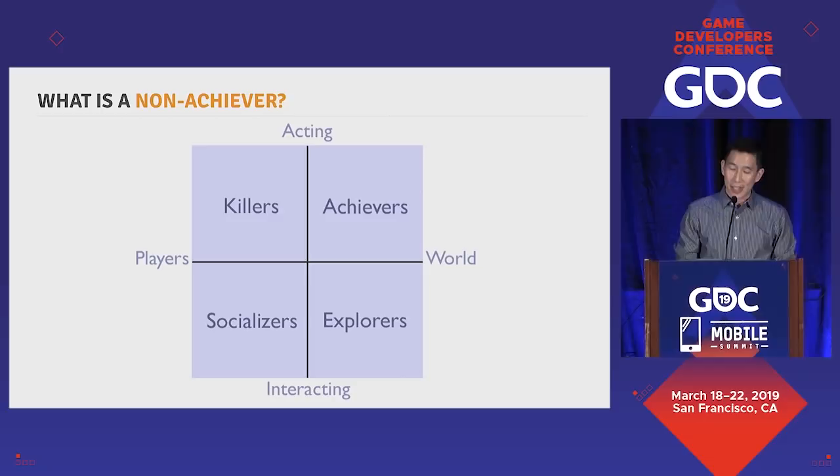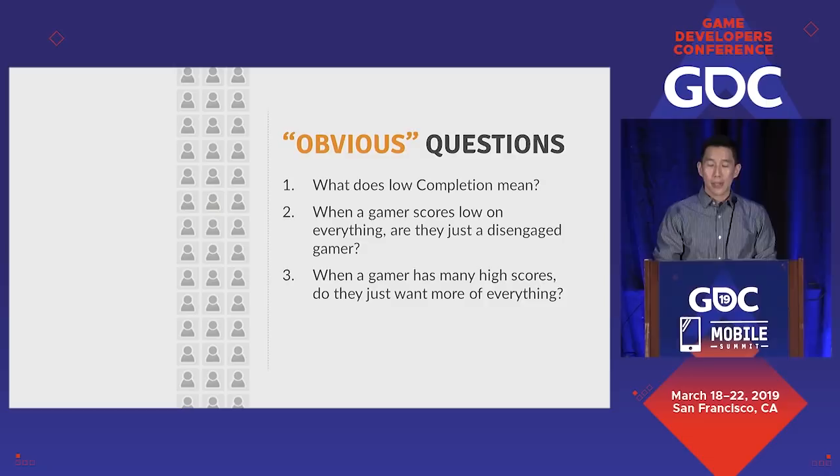So even though we knew about this negative space, in our attempts to be concise when presenting a motivation model, we inadvertently created and kept reinforcing this exact negative space. Because of this, we started getting very similar questions from folks that stemmed from it. Questions like, what does low completion actually mean? What are examples of games of low completion? If a gamer scores low on all the motivations, are they just a disengaged gamer? And when a gamer has many high scores, do they just want more of everything?